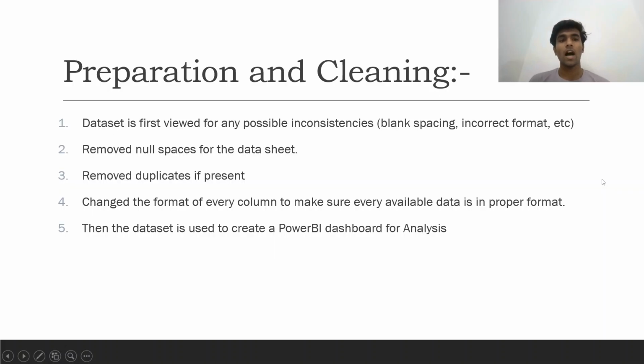During this, I started with preparing and cleaning the data set. Firstly, I looked for every possible inconsistency in the data sheet, such as blank spaces, incorrect formats, duplicates, etc. I removed every null value in the data set, then removed duplicates, and then changed every column to the appropriate format so that it would not get in the way of my analysis while creating the dashboard in Power BI. Then the data set was used in the Power BI dashboard for analyzing the data and the market trend.